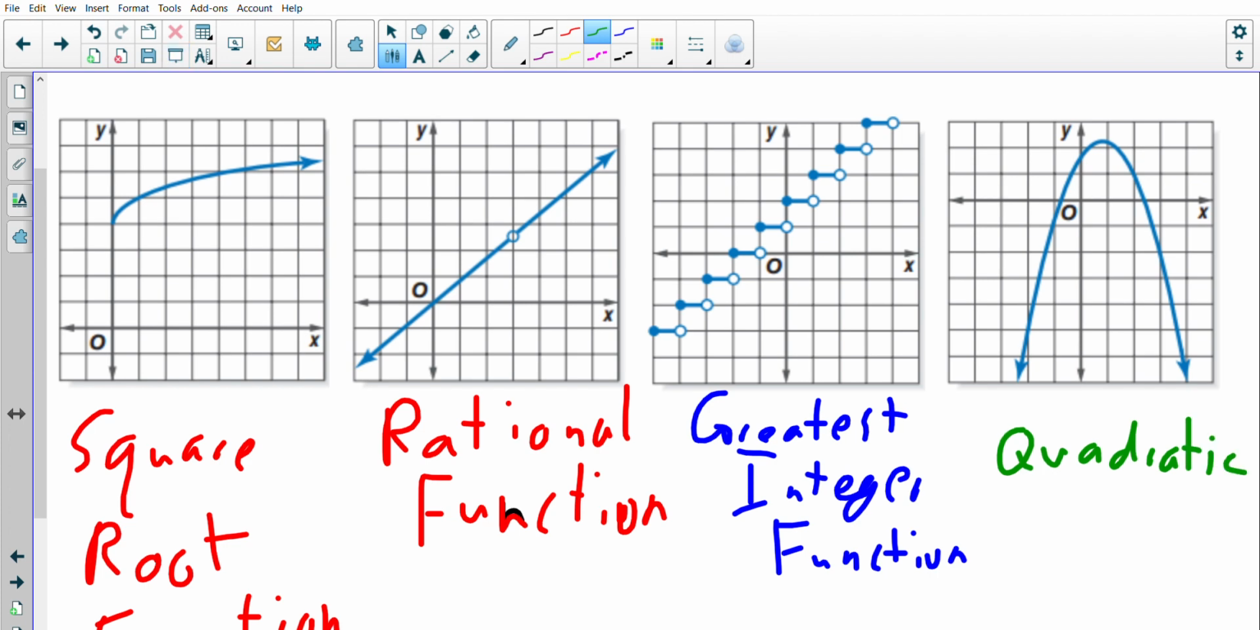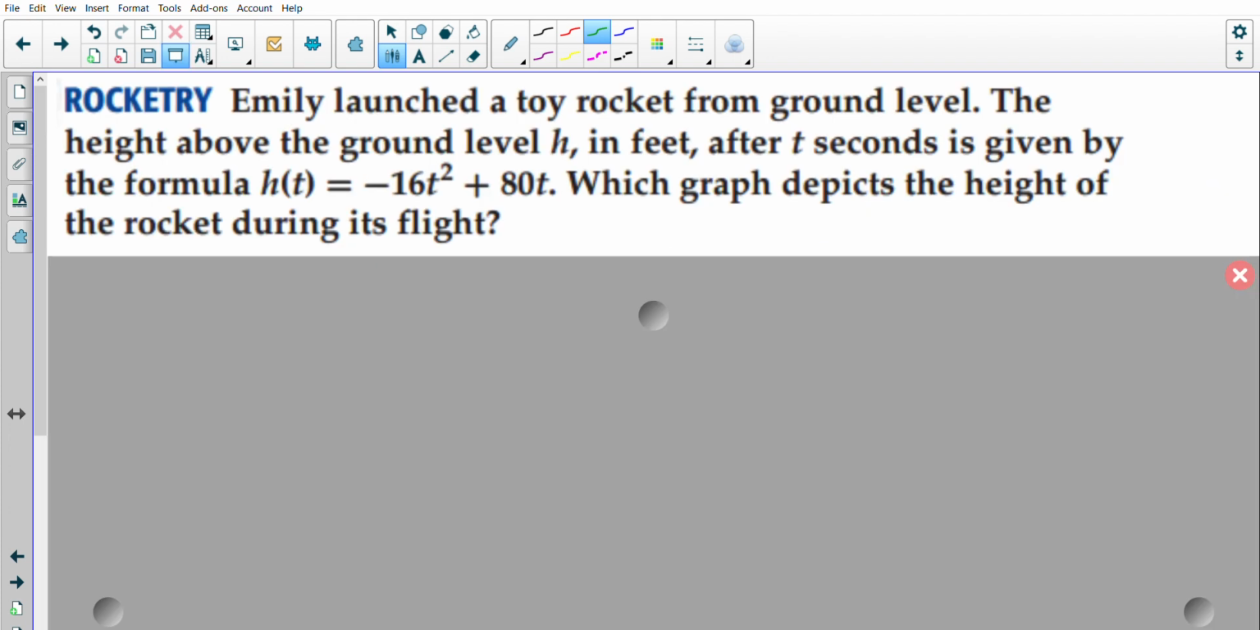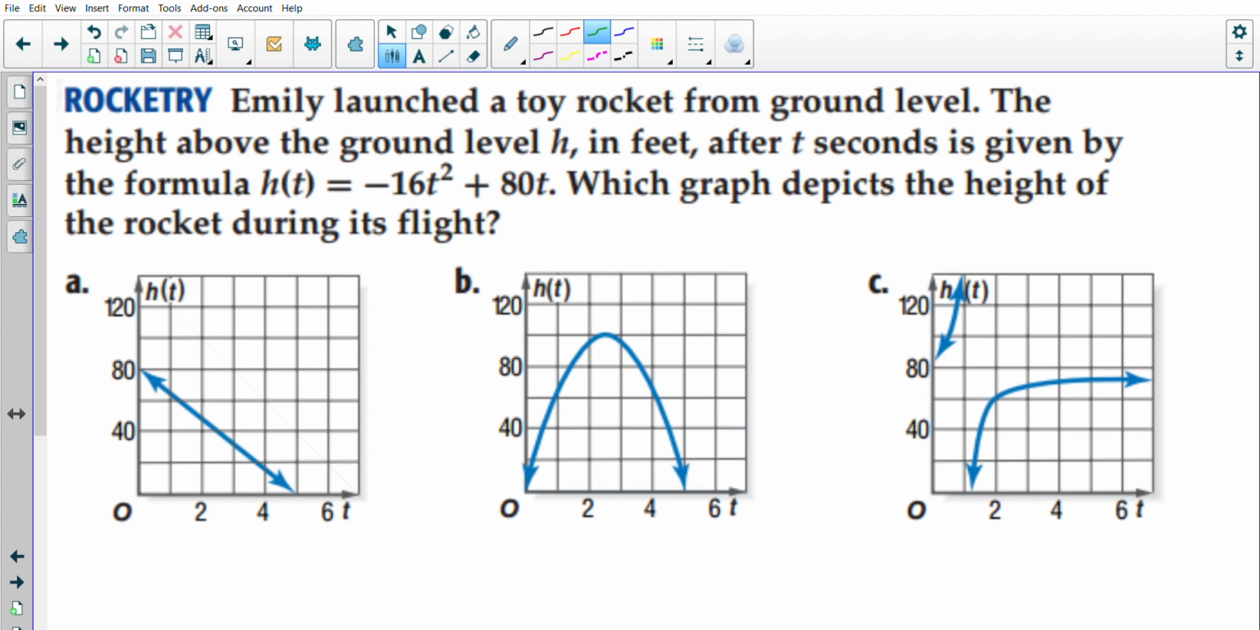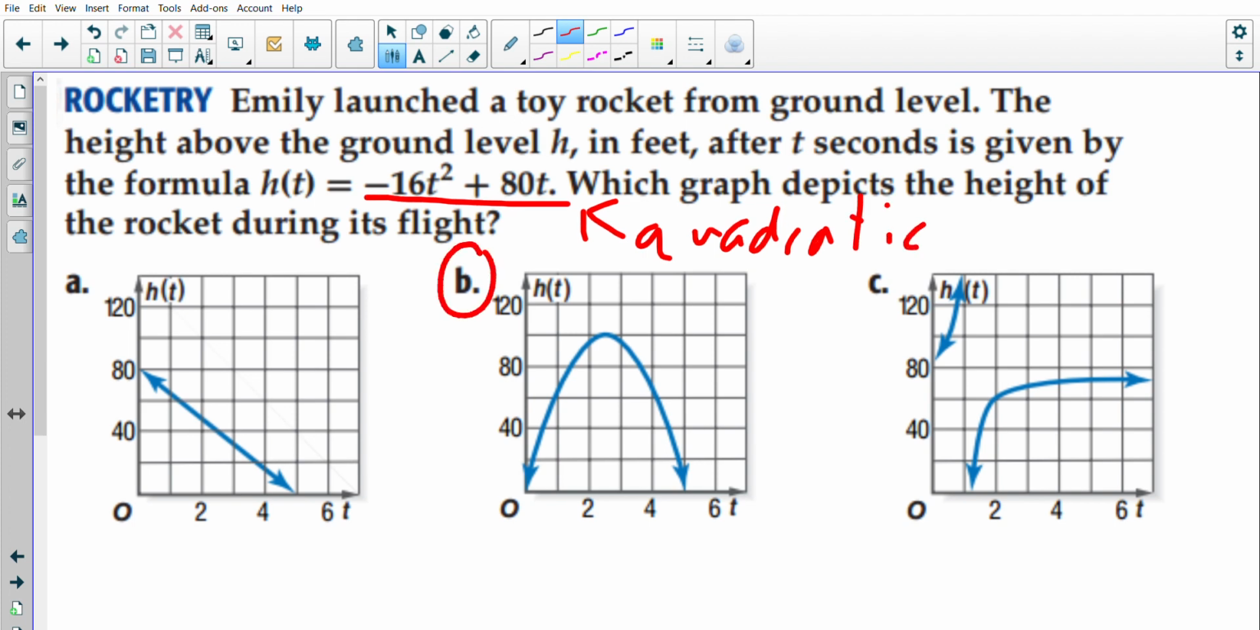All right, so Emily launched a toy rocket from ground level. The height above the ground level h in feet after t seconds is given by the formula h of t equals negative 16t squared plus 80t. Which graph depicts the height of the rocket during its flight? Negative 16t squared, well, t squared or x squared, that represents a parabola. And that's a quadratic. So we know B is our graph because that creates a quadratic parabola.